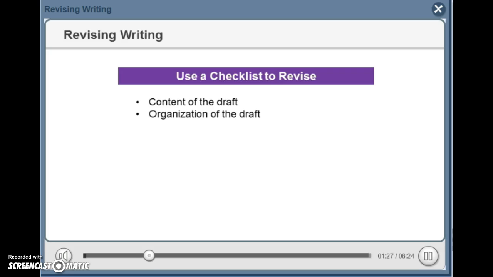The checklist should also have items related to the organization of the draft, that is, the order and way in which ideas are presented. The organization of the draft needs to make sense. It needs to follow a clear plan.